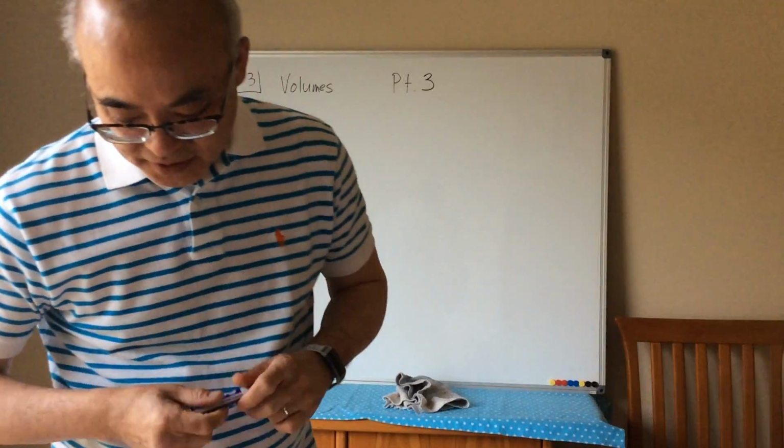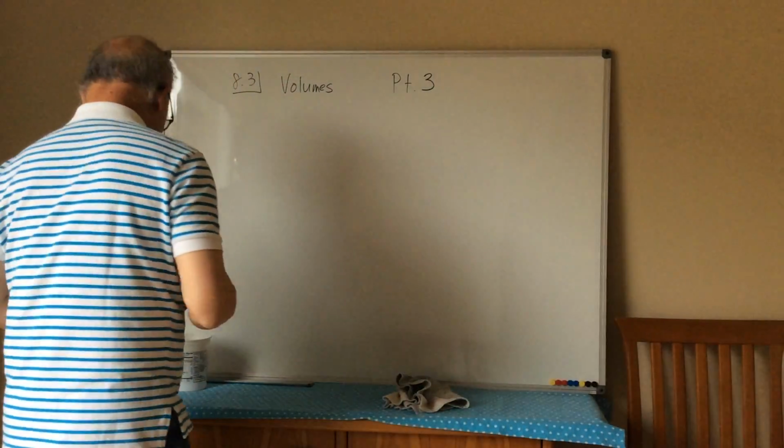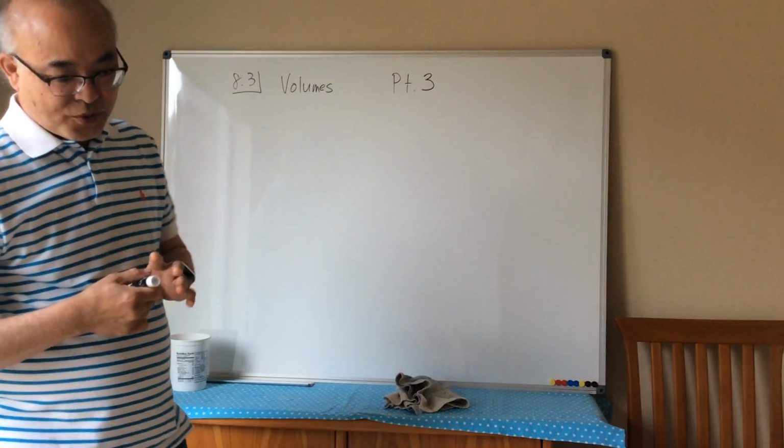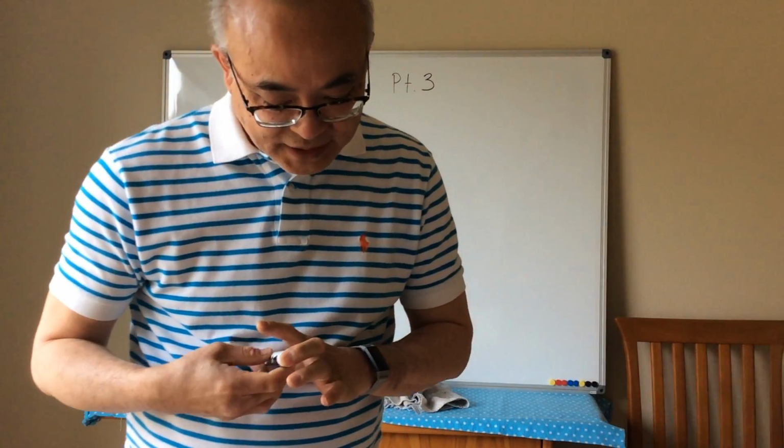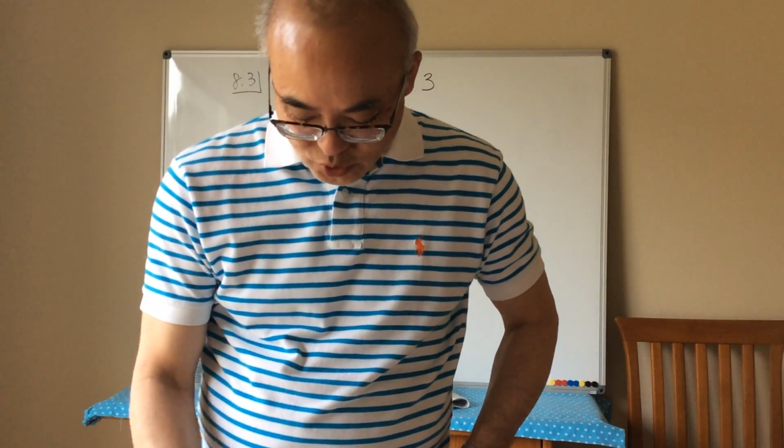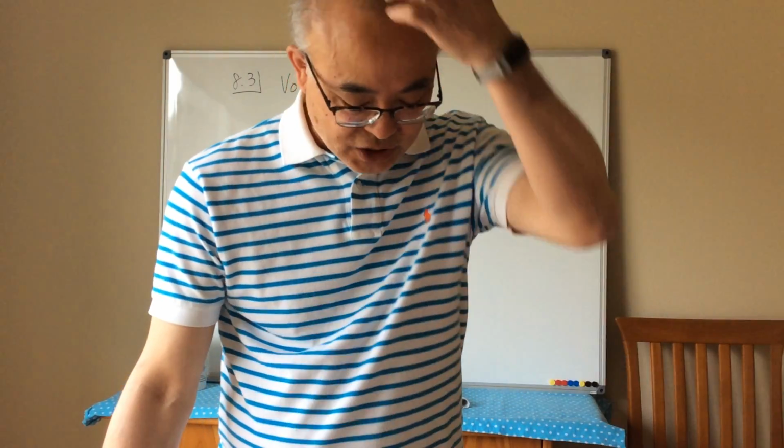Okay, so we're going to do part 3 of 8.3 today. In part 3, we get to do a completely different method called the cylindrical shell method. So let's go ahead and go to page 410 and we'll do the exploration there.